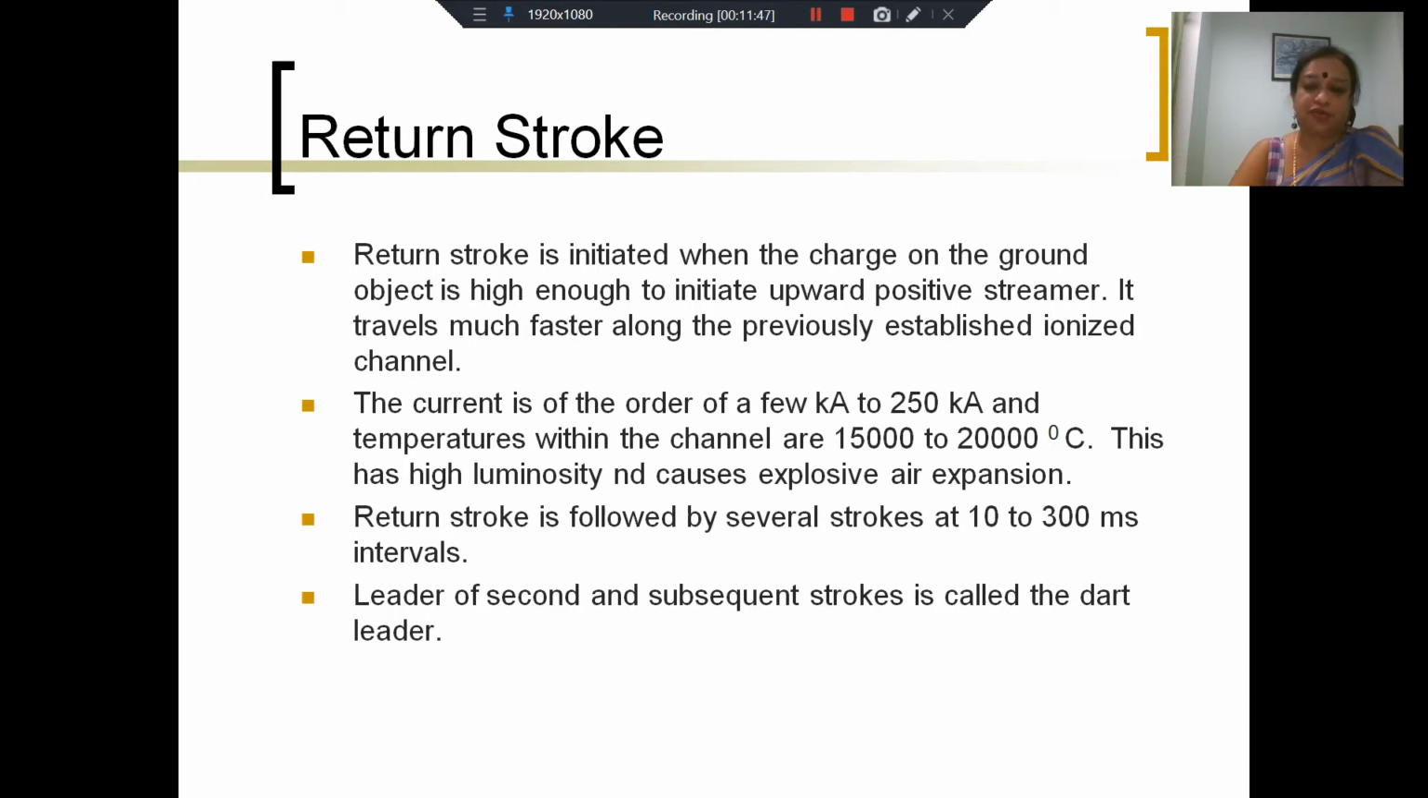Return stroke is generally followed by several strokes at 10 to 300 millisecond intervals. As I have already mentioned, the leader of the second and subsequent strokes is called the dart leader.